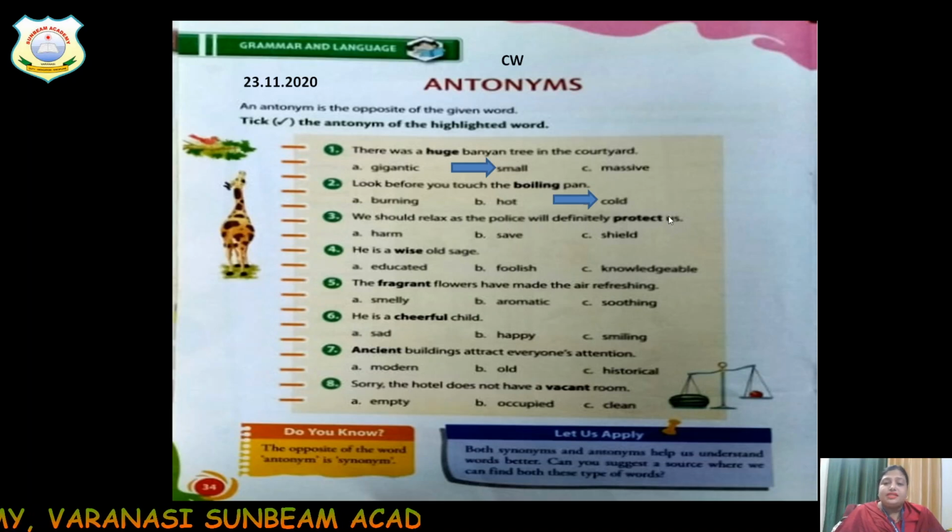Now, we should relax as the police will definitely protect us. So in this sentence, we should relax because police is there to protect us. What is the opposite of protection? Harm. The opposite of protection is harm. Protect, you are protecting someone, and harm means you are harming someone. You are making someone feel bad. When you protect, the person will feel good. When you harm someone, then someone will feel bad. So like good, bad.